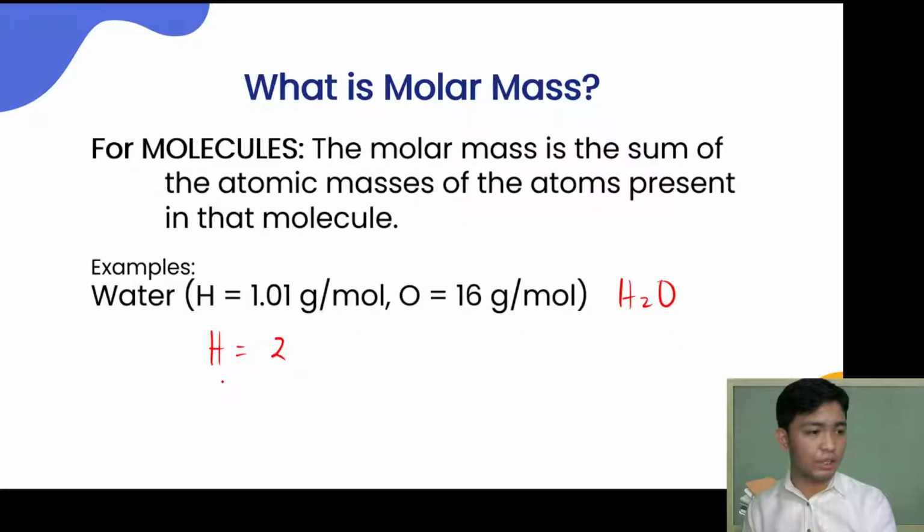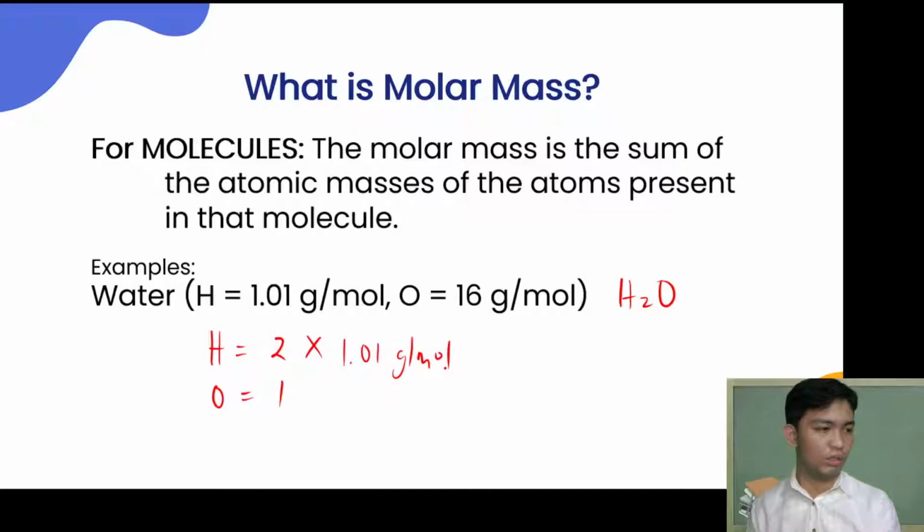Diba? Tapos ang iyong oxygen, isa lang. Yung subscript, yun yung tumutukoy kung ilan yung atoms na nandun. Ang oxygen mo, isa lang. So 2, for hydrogen, anong kanyang molar mass? 1.01 grams per mole. Diba? So, yan. And then, multiply mo yan, ang oxygen naman, 16. So, isa lang, ang molar mass niya ay 16. Kinuha natin sa periodic table, 16 grams per mole.